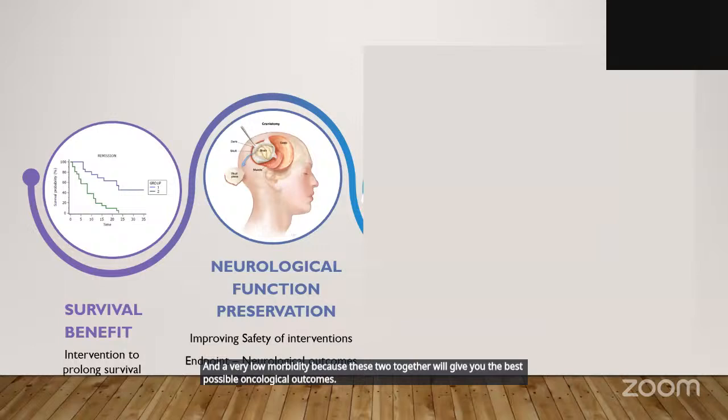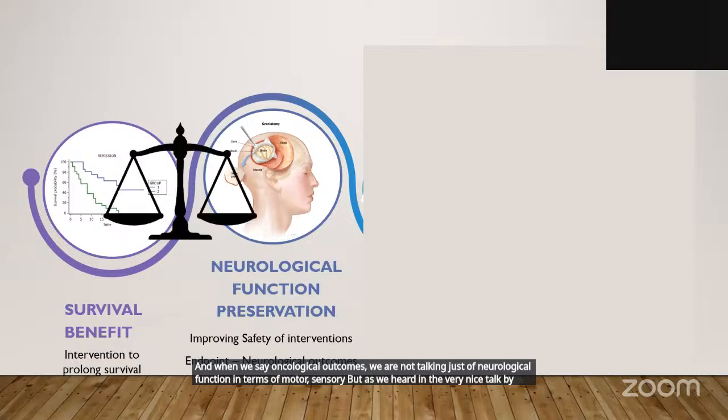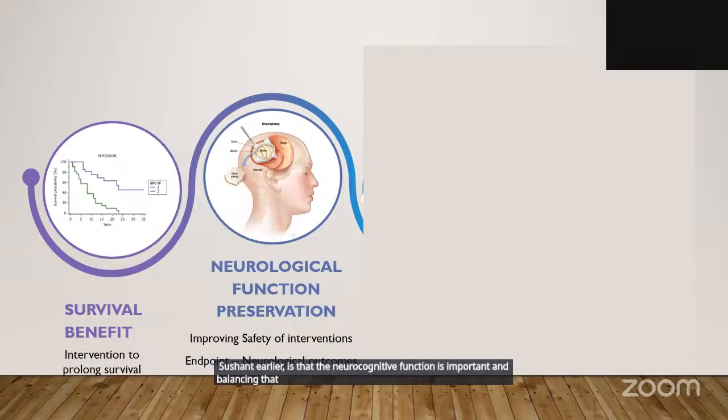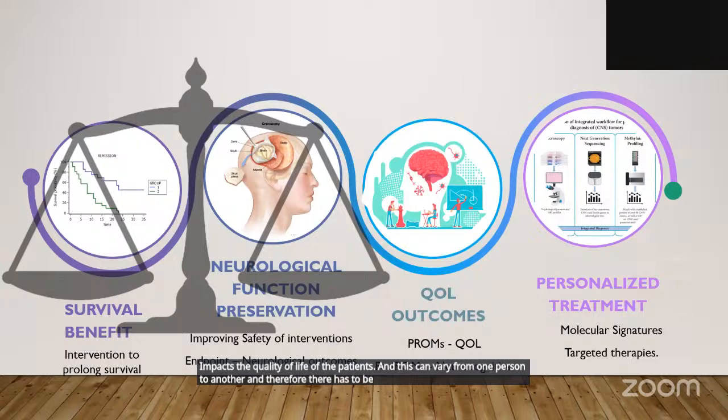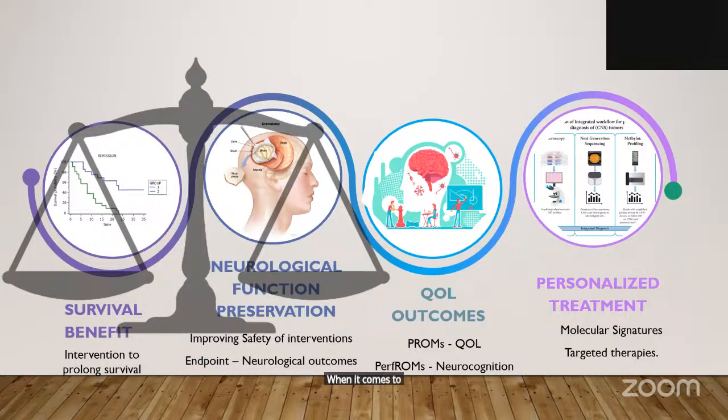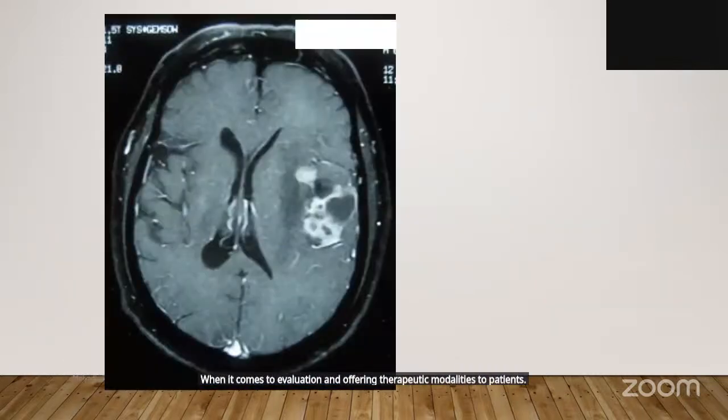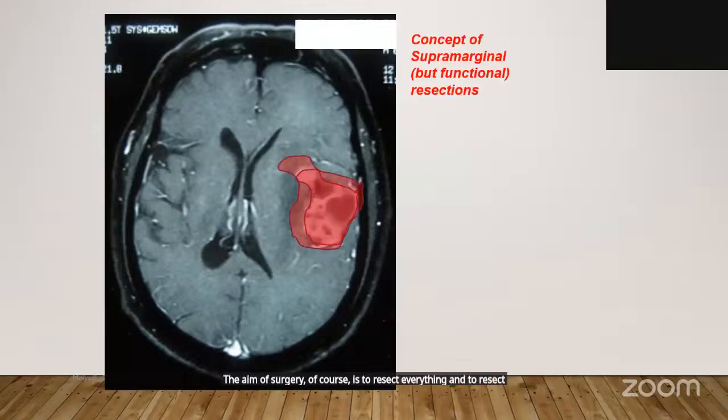And when we say oncological outcomes, we are not talking just of neurological function in terms of motor and sensory, but, as we heard in the very nice talk by Dr. Sushant earlier, neurocognitive function is important, and balancing that impacts the quality of life of the patients. This can vary from one person to another, and therefore there has to be a personalized approach when it comes to evaluation and offering therapeutic modalities to patients. The aim of surgery, of course, is to resect everything and to resect beyond what is seen on imaging.